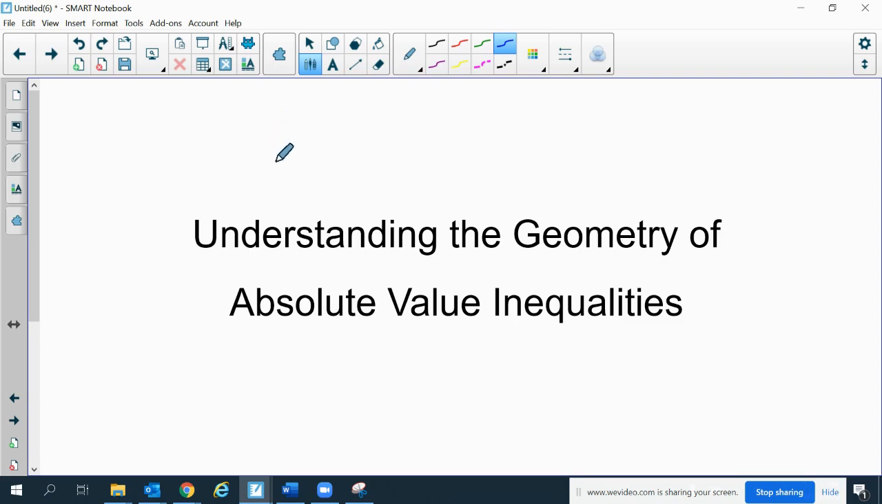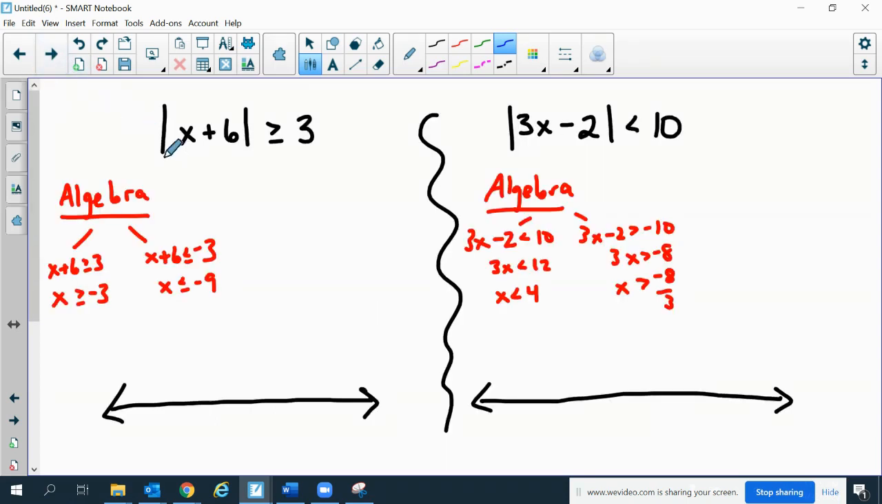This video is about understanding the geometry of absolute value inequalities. So, if we take a look at two relatively simple absolute value inequalities that we've already done problems like, if we have the absolute value of x plus 6 is greater than or equal to 3, we could algebraically solve this and get x is greater than or equal to -3, or x is less than or equal to -9. Likewise, this problem we could solve and get x is less than 4 and x is greater than -8/3.